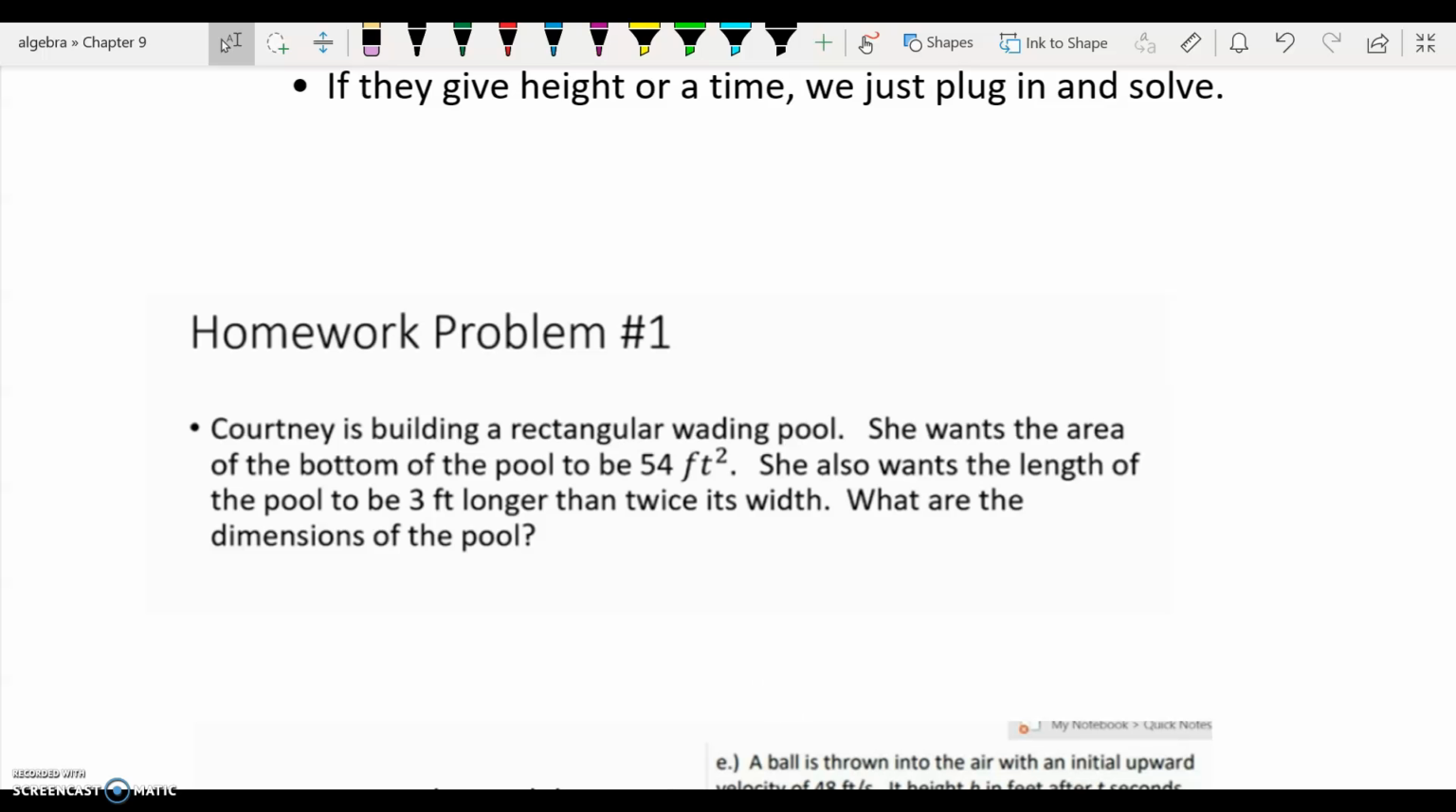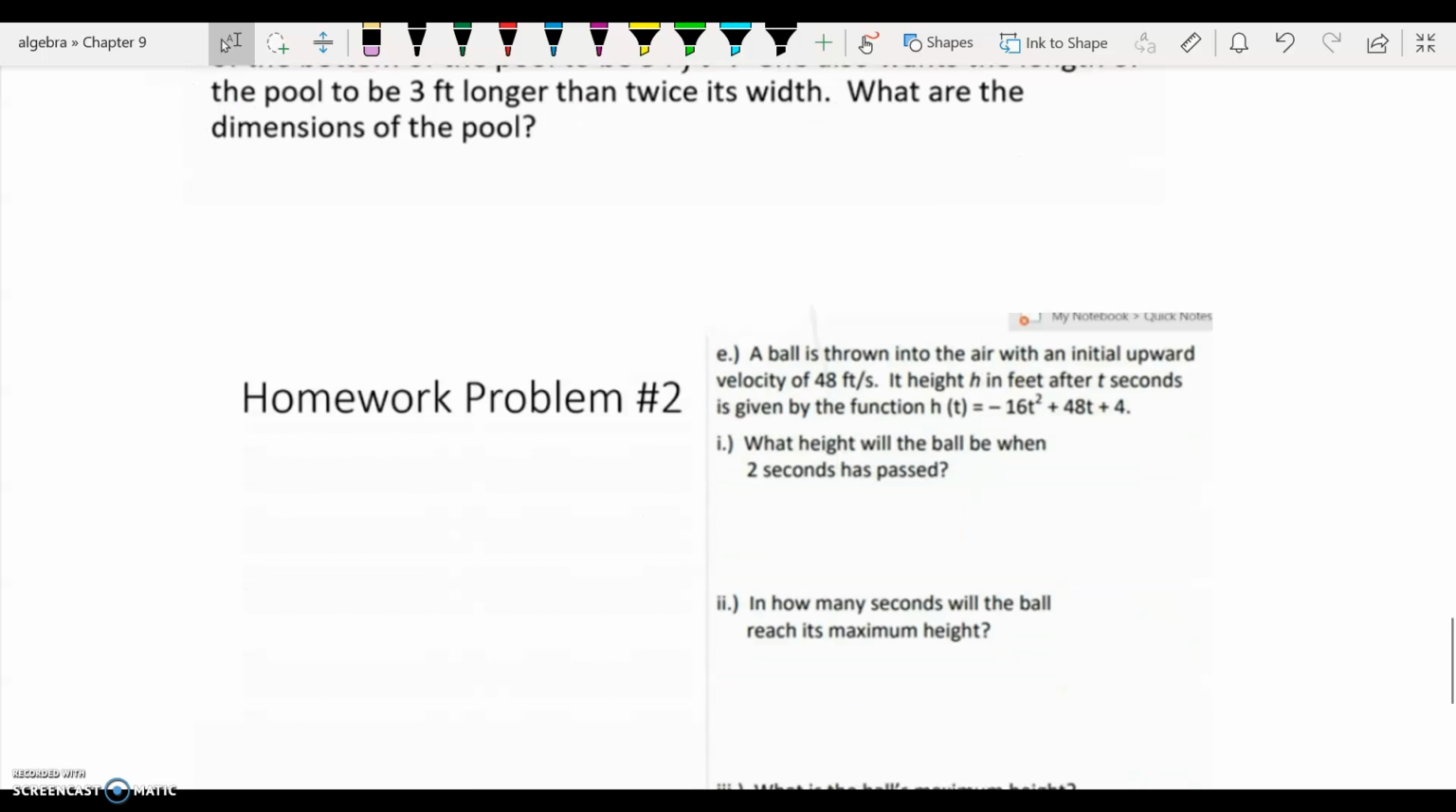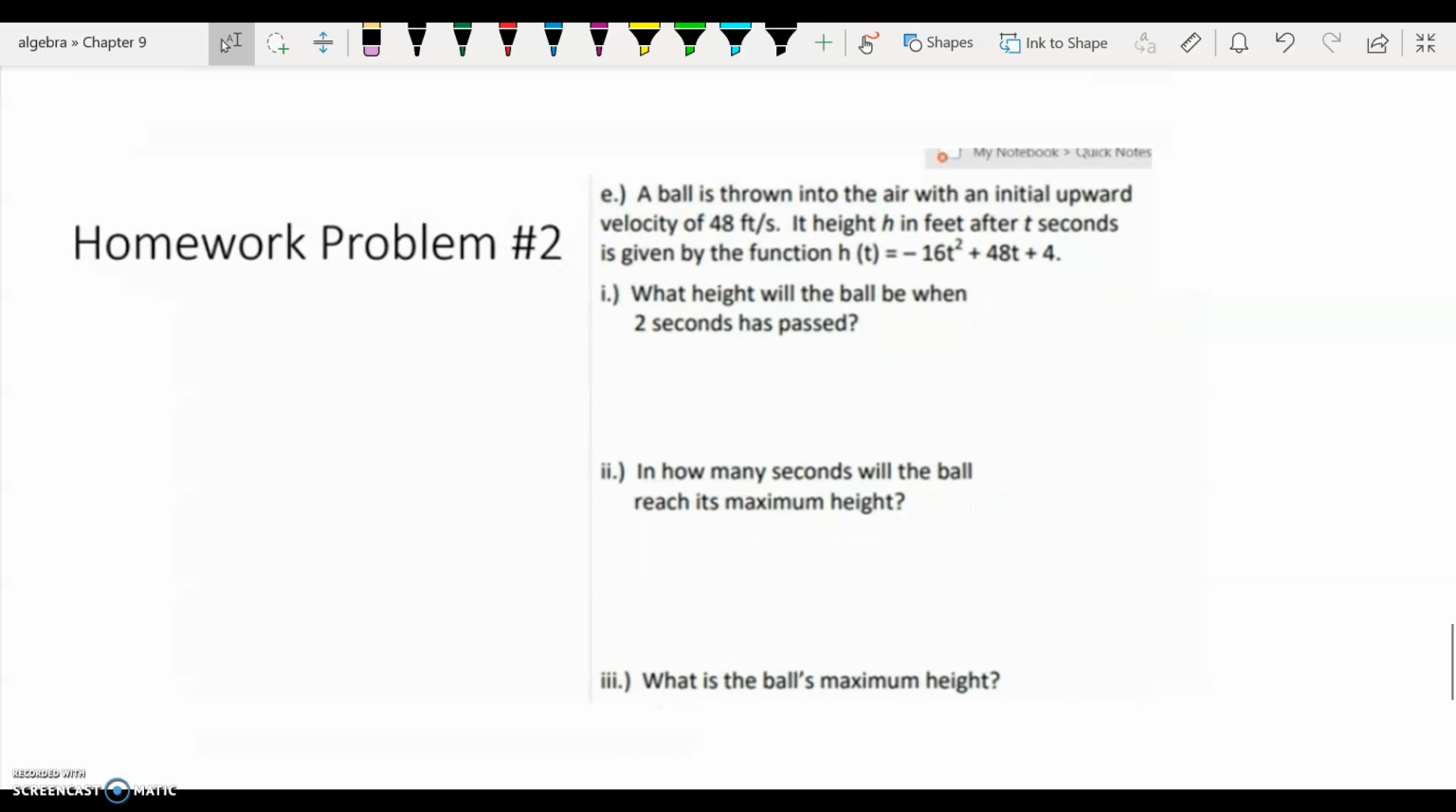Okay, that's problem number 1. Problem number 2. It says a ball is thrown into the air with an initial upward velocity of 48 feet per second. Its height h in feet after t seconds is given by the function. They give you the equation. So I want to know what height will the ball be when 2 seconds has passed, and how many seconds will the ball reach its maximum height, and what is the ball's maximum height. Again, think about the keywords, what it's asking in each question. So there's 3 answers to this one.